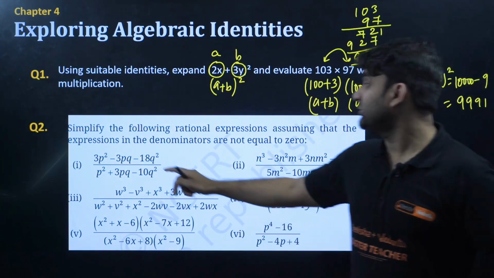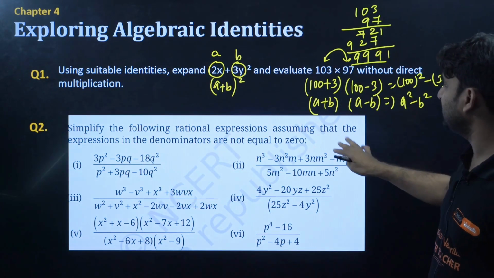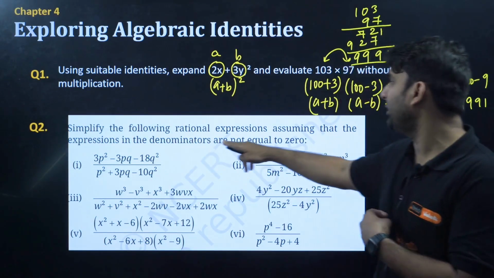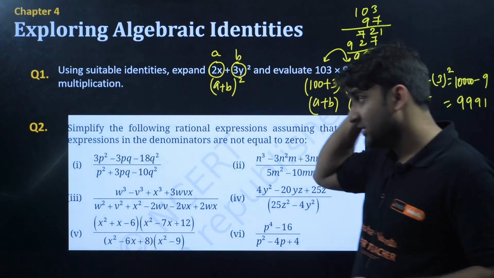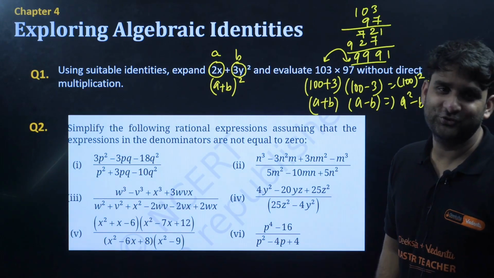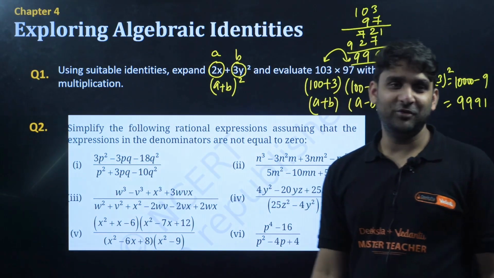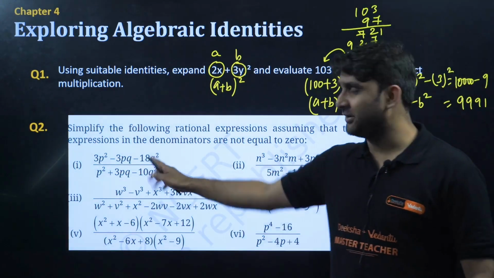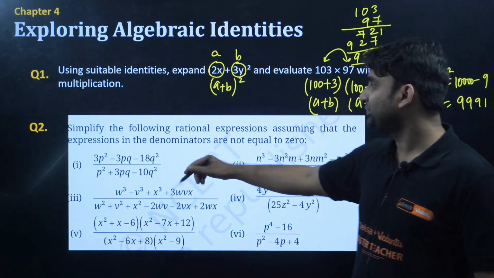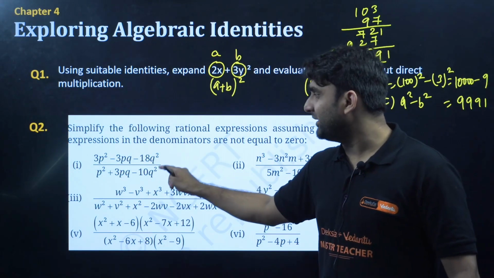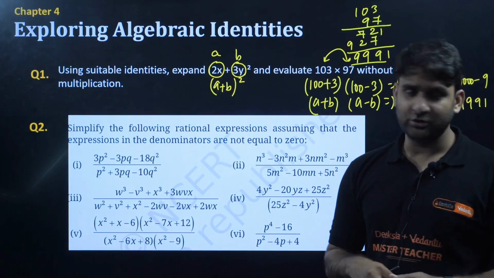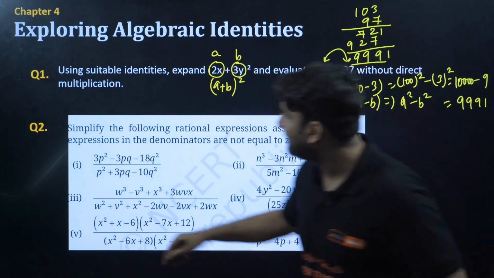Okay. Question number 2. Simplify the following rational expressions, assuming that the expressions in the denominator are not equal to 0. Okay, perfect. Because if the denominators become equal to 0, they will be undefined, so the denominator can't be equal to 0. So we have to factorize the numerator as well as the denominator, and cancel whatever is common in both. This is really important. Kindly practice all these questions.